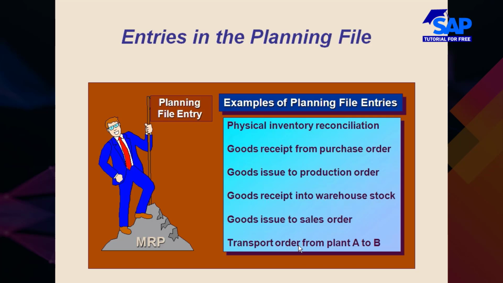It means if a certain material needs to be planned, then the entry for that material should be made available in the planning file entry. You getting my point? If you want to run MRP for a certain material, then the entry for that material should be available in the planning file entry. That entry will be created in the planning file either manually or automatically depending upon your setting. So planning file entries are required if you want to carry out MRP for a material.